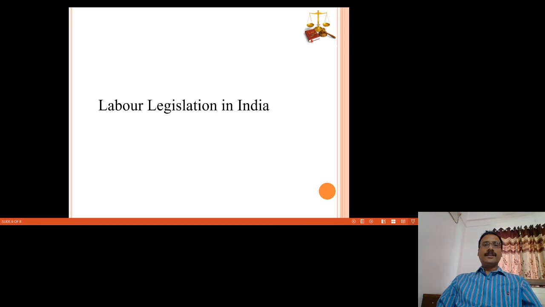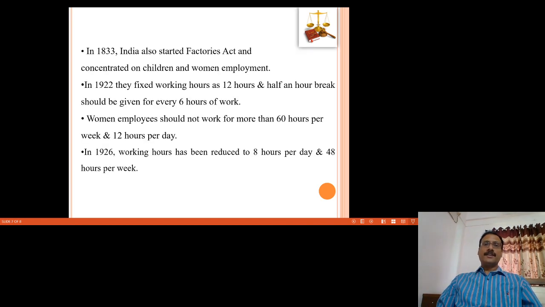Coming to India, labor legislation in India started in the year 1833, when the Britishers ruled India. In 1833 itself the Factories Act was introduced. It mainly focused on children and women employment. So in 1922, again they agitated about what the fixed hours are.